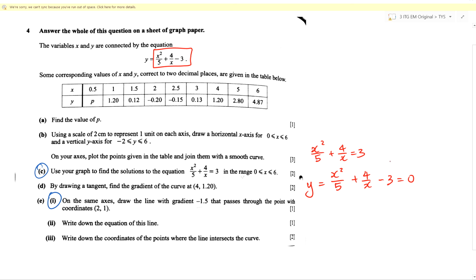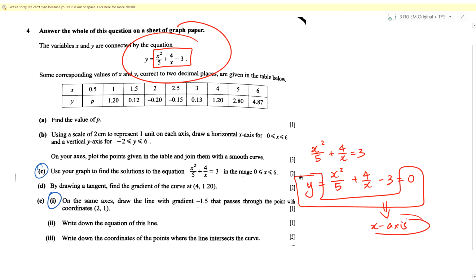So in summary, this is the equation, this is the graph that we already have. And since y is also equal to 0, what we need to draw is the line of y equals to 0, which happens to be the x-axis. Therefore, to do part C, we are looking for the points of intersection between the graph that you already have as well as the x-axis, meaning find the x-intercepts, and those will be our solutions.